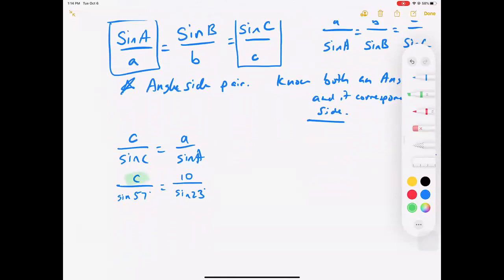Now we can solve this like we did in Algebra 1. That's all for C. The way we get rid of this sine 57, since it's on the denominator, we can multiply sine of 57 to both sides. And we're left with C is equal to 10 sine 57 over sine of 23.